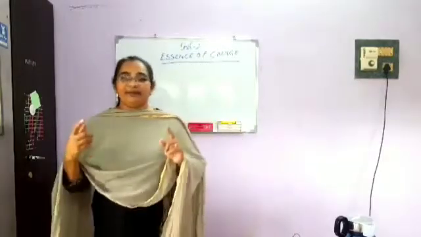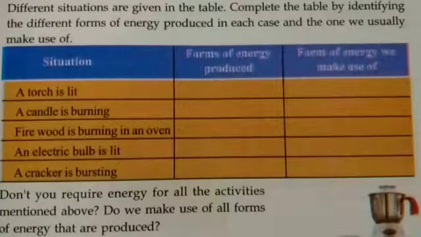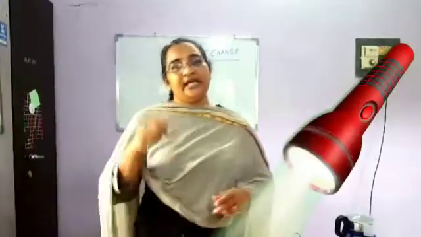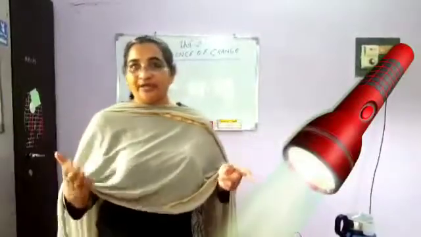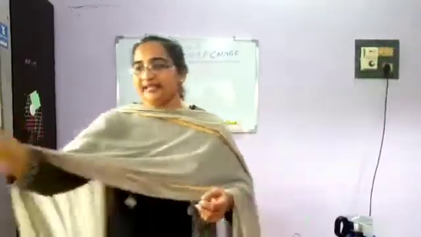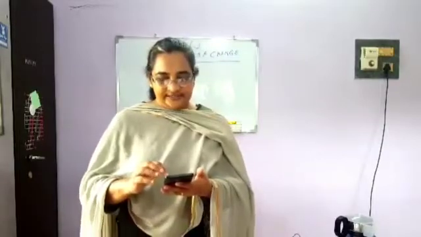Now you have a table in your textbook. In that table, a few situations are given. The second space is the forms of energy produced and the forms of energy we make use of. The first one is a torch is lit. What energy is produced when a torch is lit? You know what a torchlight is. Sometimes in your mobiles also you have a torchlight, isn't it?